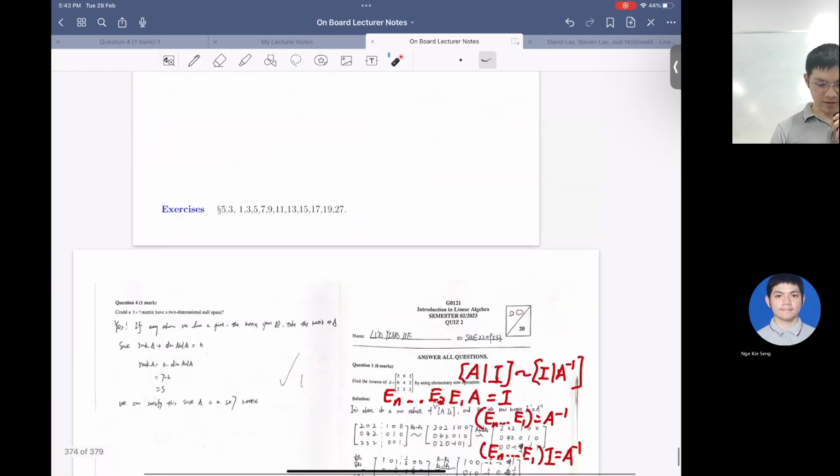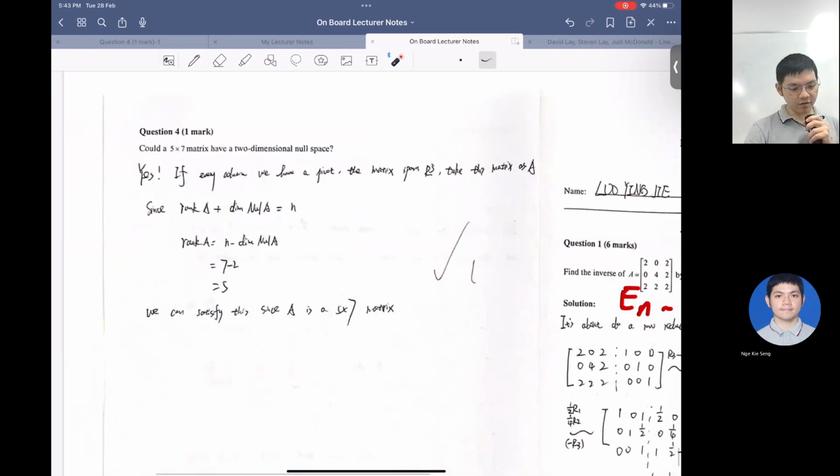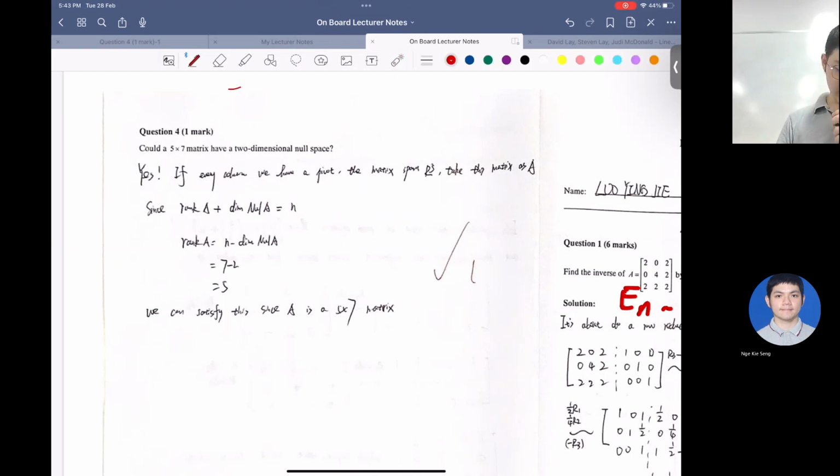Okay, and then the last one. Could a 5 times 7 matrix have a two-dimensional null space? I know that a lot of you have issues understanding two-dimensional subspace and R2. Hopefully, after my explanation just now at the start of the lecture, you have a different idea now. Because two-dimensional subspace refers to a subspace with a basis that has two vectors. So the basis is two vectors.